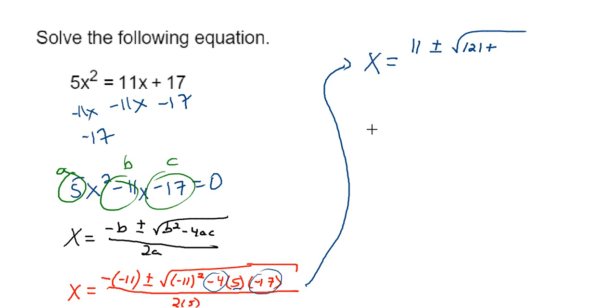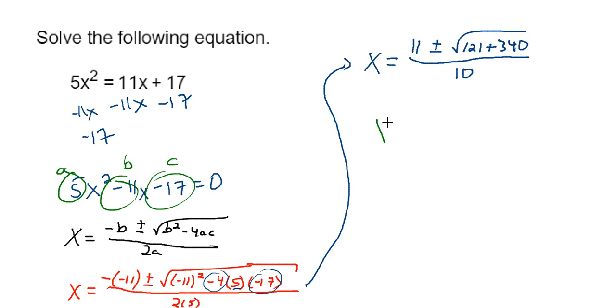Okay, so we'll have 4 times 5 times 17. It's going to be 340. Actually, I probably could have figured that out without a calculator. 340 over 2 times 5, which is 10. So we'll go ahead and add 340 plus 121, which gives me 461, which looks bad, right?